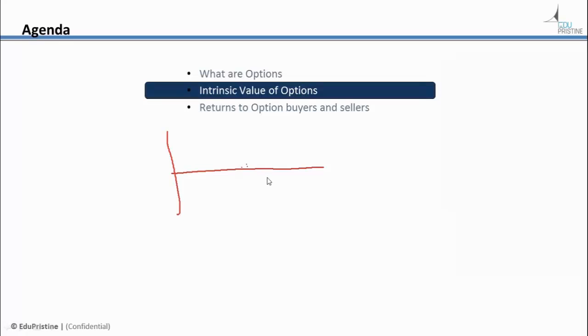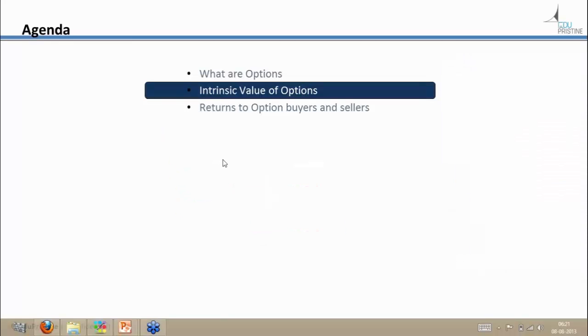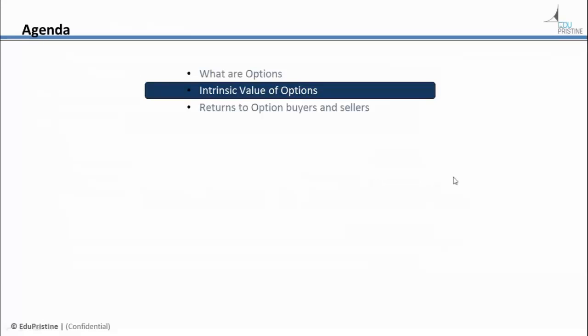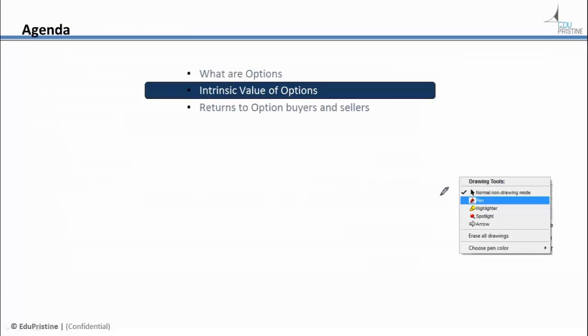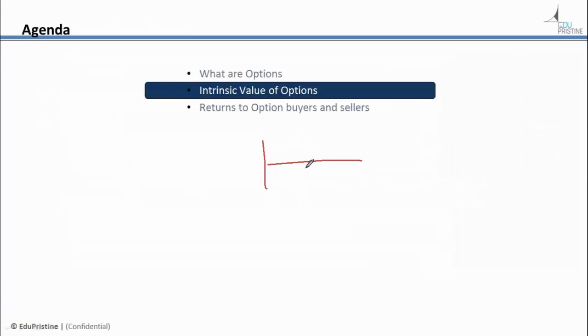If it is at 60, how much will I make? I'll make $10. If it is 70, I'll make $20. At 80, $30. So I'll keep on making once it is above 50. If it is at 40, how much will I make? Zero. If it is 30, how much will I make? Zero. So the graph is like this.